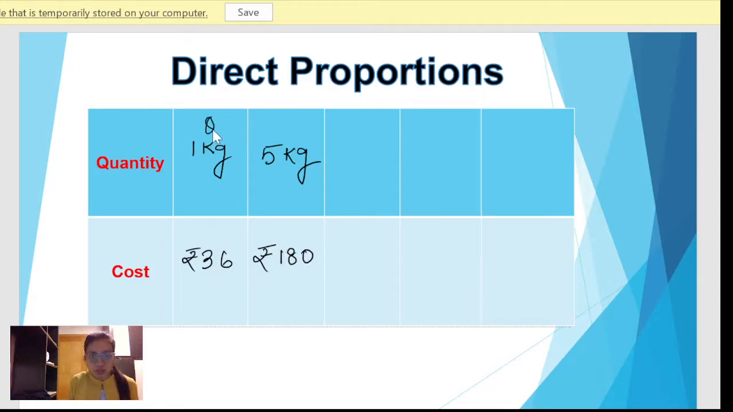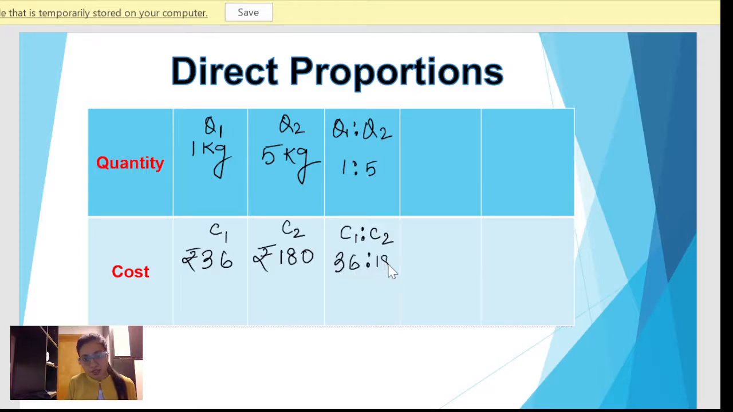Suppose this one is the quantity Q1, and this one Q2, quantity 2. And this one with the help of C1, cost 1, and cost 2, C2. I want to find the ratio between Q1 and Q2. Let me check, what are we getting? 1:5, right? And here I want to find the ratio between C1 and C2. What are we getting? 36 is to 180, and when you cancel it, you will get 1:5 only. So here also 1/5, here also 1/5.